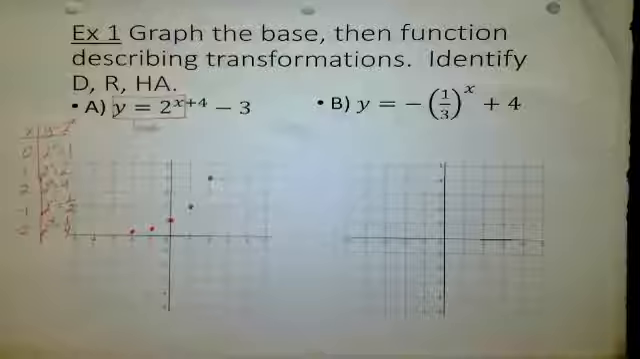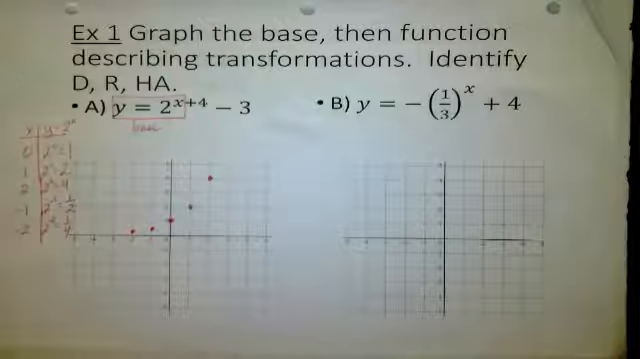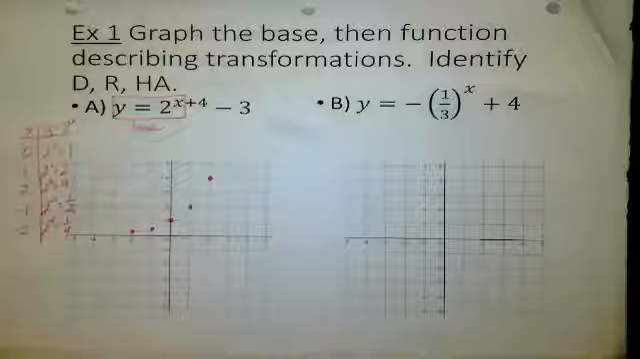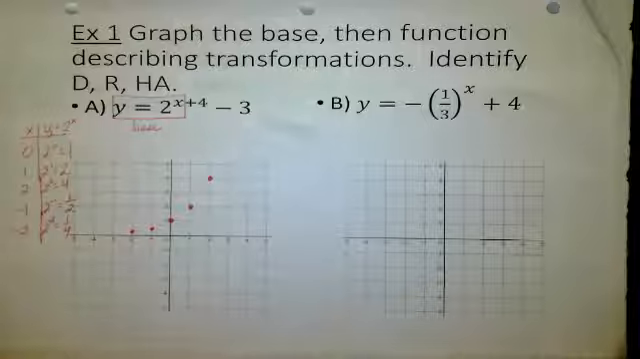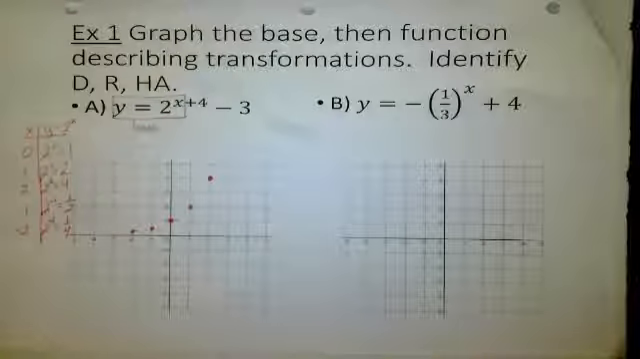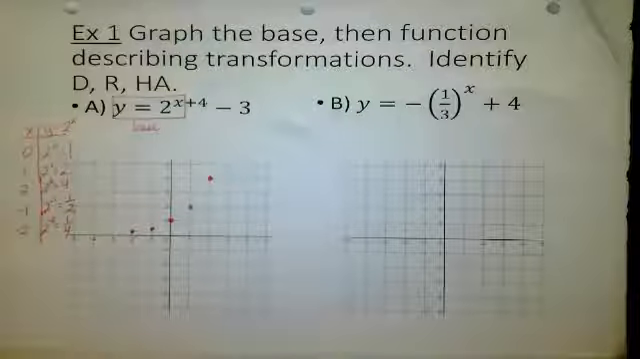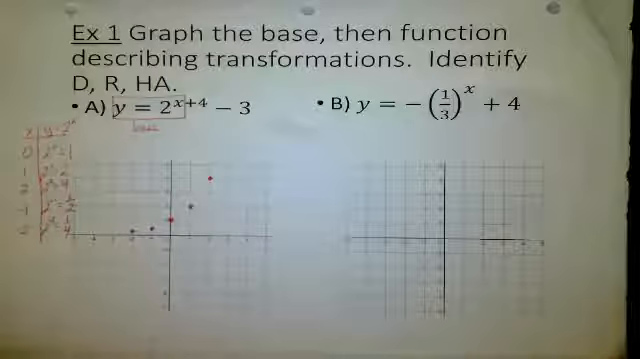1/8. Not negative, but 1/8. What if I plug in negative 4? 1/16. What if I plug in negative 5? 1/32, 1/64, 1/128, 1/256, 1/512. That is teeny tiny, right? 1/1024. Yeah. We're getting smaller and smaller and smaller fractions, right?